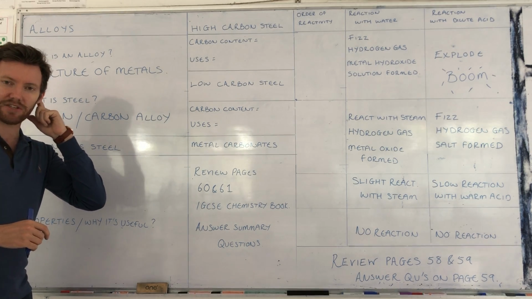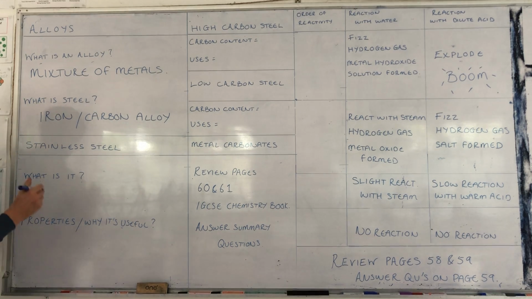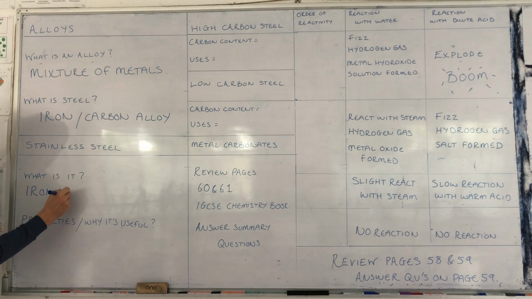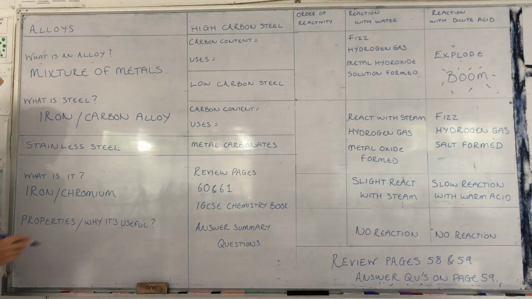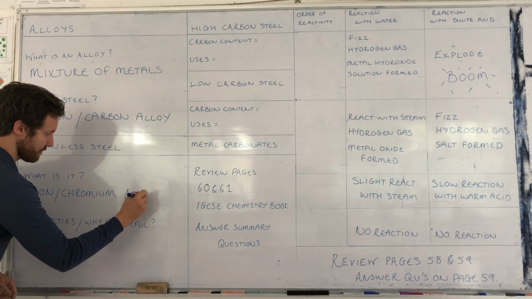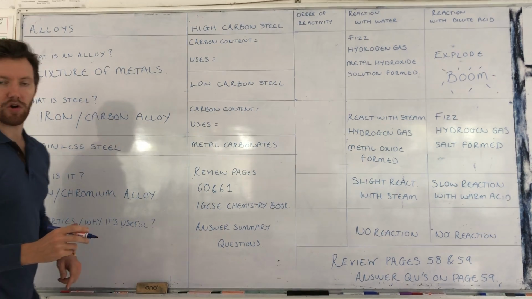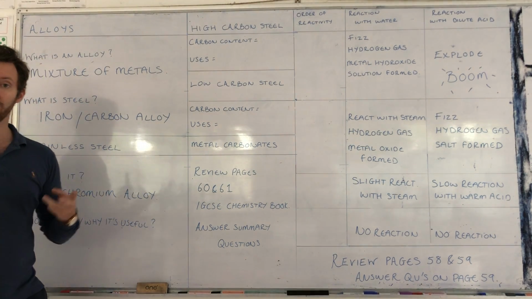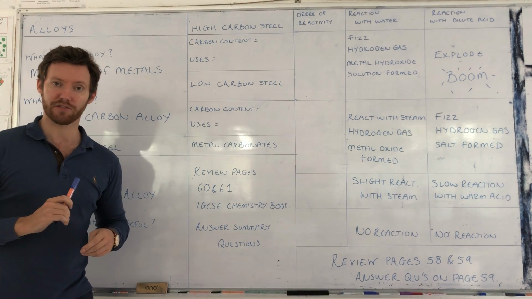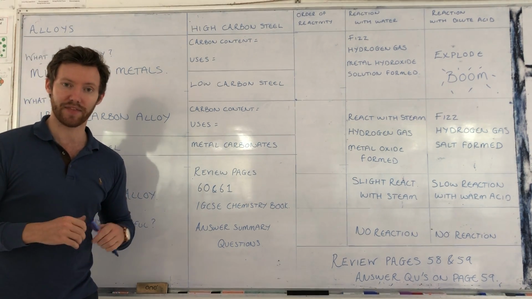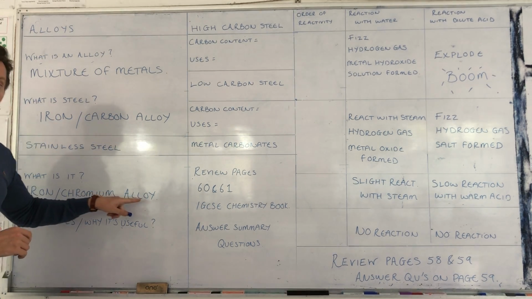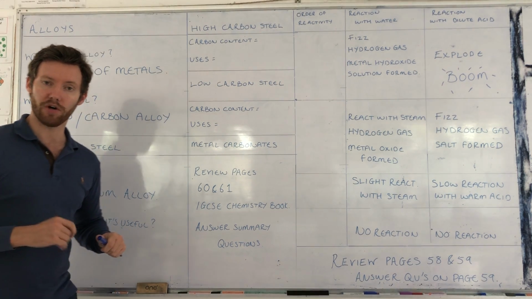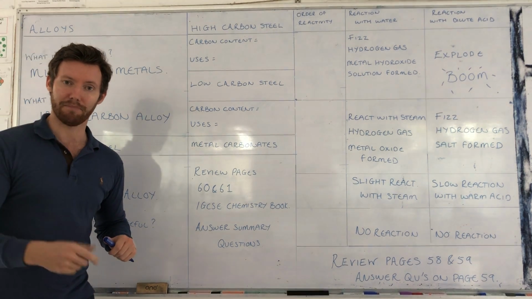So stainless steel, what exactly is it? So it's an alloy. It is an iron chromium alloy. Also contains other things. It's also made up of carbon, silicon, and manganese. Very important that we can identify these things that are making up our stainless steel. So an iron chromium alloy that is also made up of carbon, silicon and manganese.